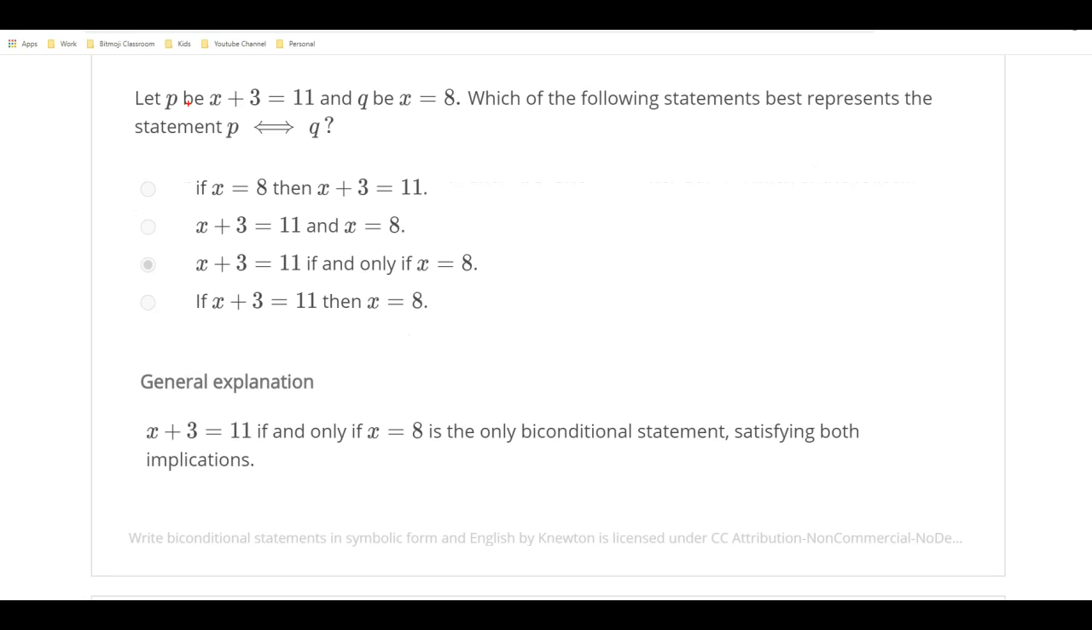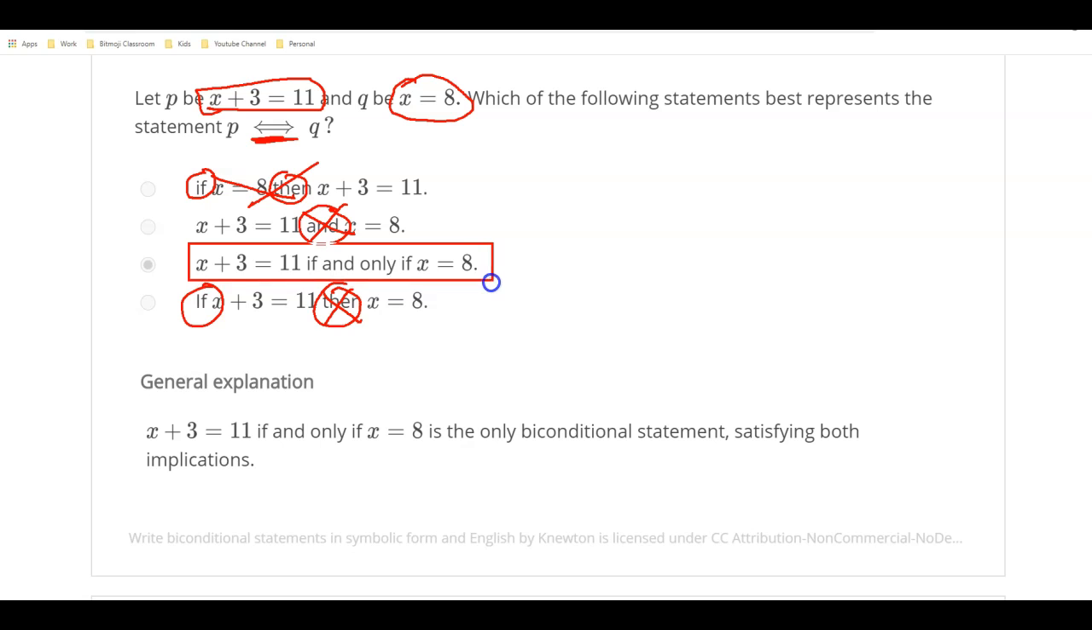Let's take a look at this problem. Let P be x plus 3 is 11. Let Q be x is equal to 8. Which of the following statements best represents P if and only if Q? I like it when it's simple. So if, then, no, because it's biconditional. I need to have if and only if. Definitely not and. Again, if and then, that's a no-no. What am I left with? If and only if. Always keep it simple.